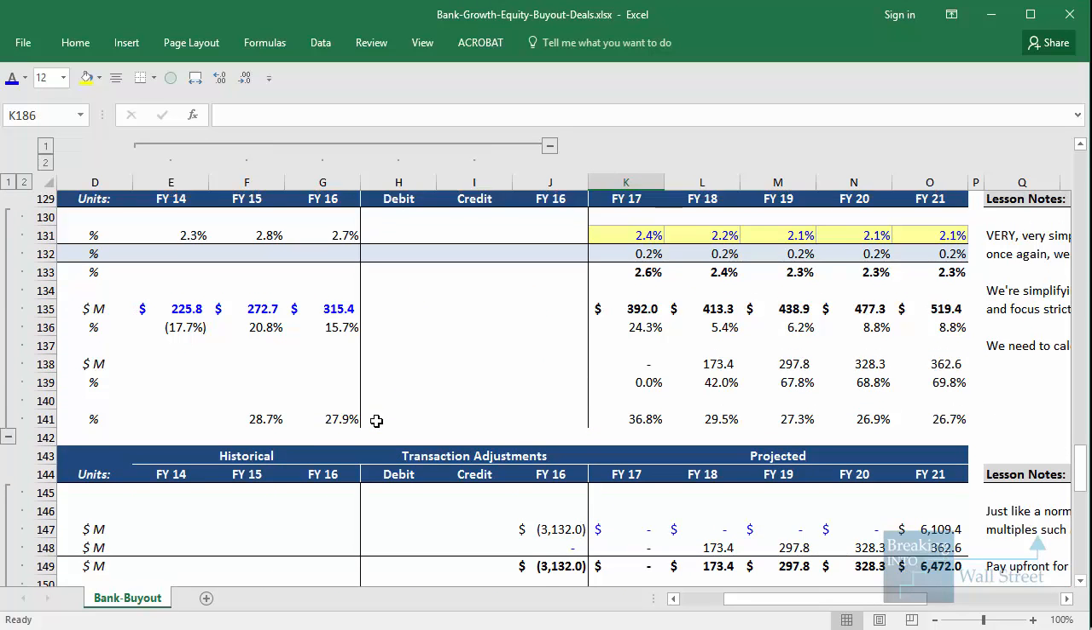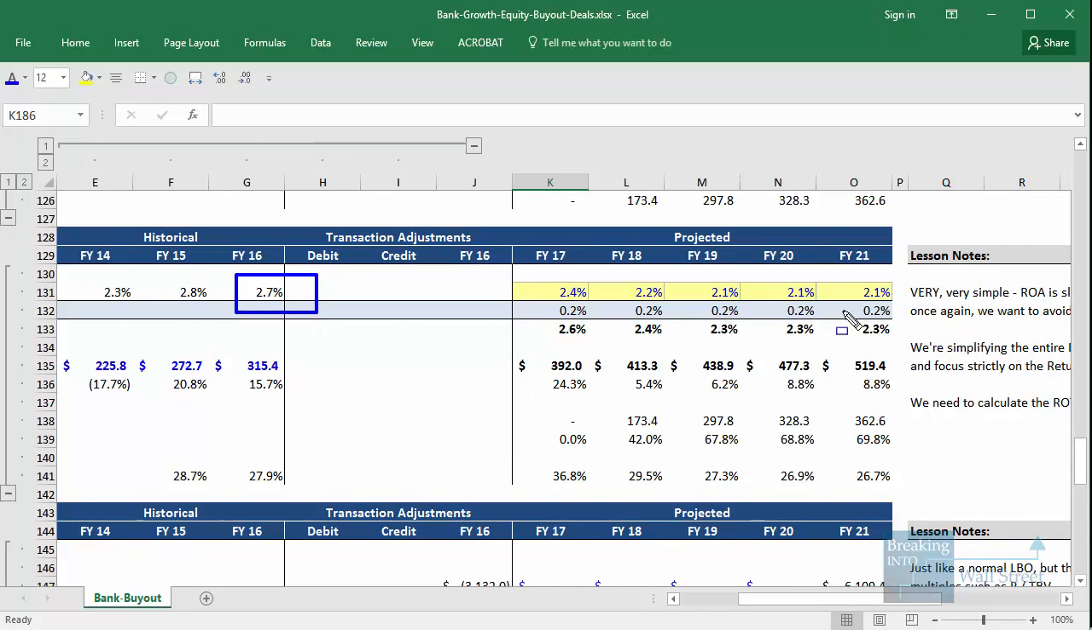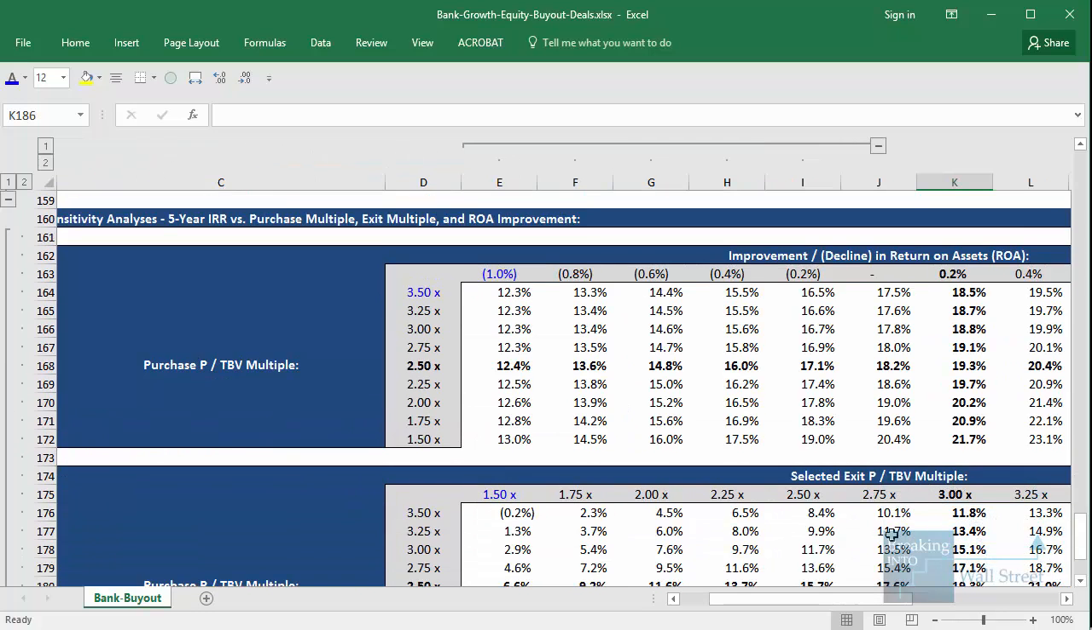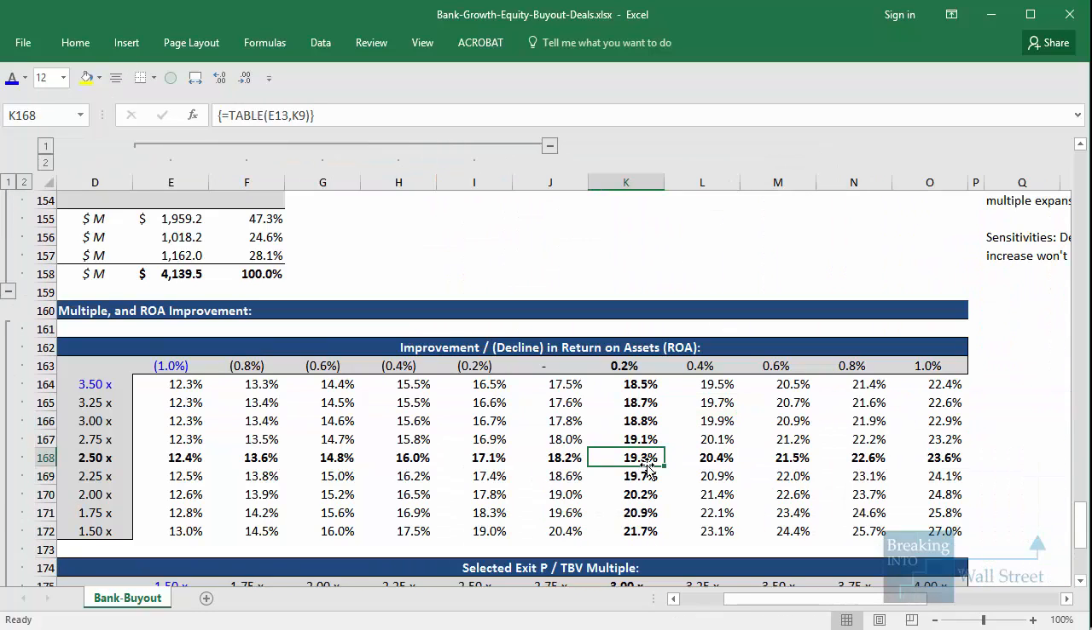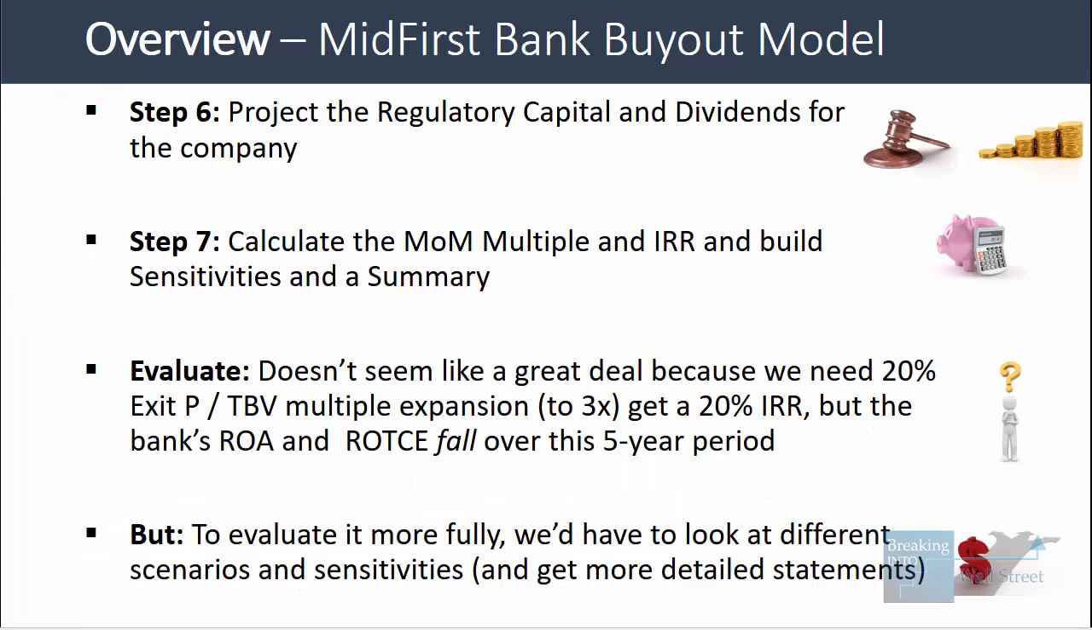The problem with this is that the company's return on assets was around 2.7% in the beginning and is about 2.3% by the end. Return on tangible common equity was 28%, falls to 27% or 26% by the end. So we have lower returns-based metrics, but we're asked to believe in a higher exit multiple. Also, if you look at the sensitivity table above, it seems like we need to improve our return on assets by at least 10, 20, 30% to get to above a 20% IRR. So based on that, we're not too confident of this deal, but to evaluate it more fully, we'd have to look at other scenarios and sensitivities and do some more detailed analysis.